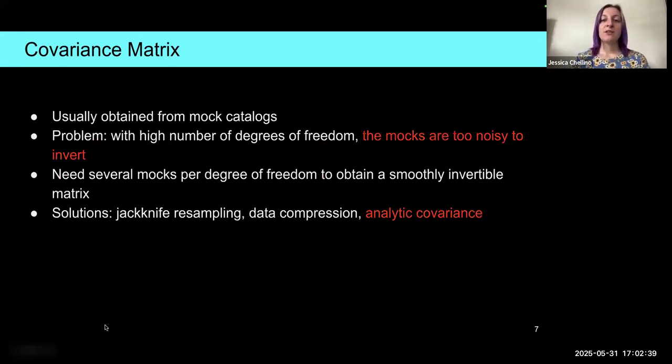Now, the covariance matrix is normally obtained from mock catalogs, but we really need the inverse of the covariance to constrain our measurements of NPCFs. And this is really prohibitive when you have a high number of degrees of freedom in your analysis, because the mocks become too noisy to invert. You essentially need several mocks per degree of freedom so that your covariance can be smoothly invertible. And people have come up with different solutions to work around this. These include data compression, jackknife resampling, and the analytic covariance, which is what I'm going to be focusing on for the remainder of this talk.